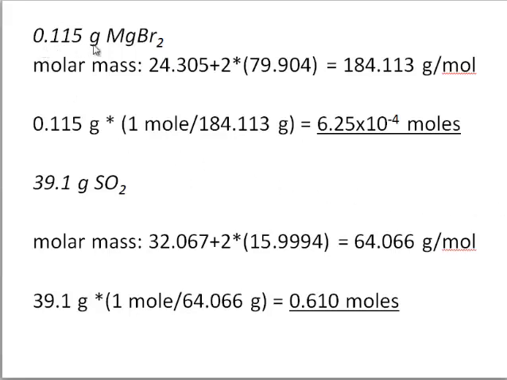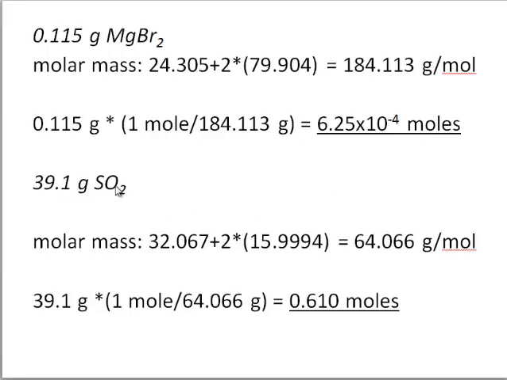Here we have solutions to the other two. The molar mass of magnesium bromide is a magnesium mass and 2 bromine masses. Record that to the thousandth place, as all these numbers are precise to the thousandth place. Then the mass is multiplied by the unit conversion factor, 1 mole over 184.113 grams, to give 6.25 times 10 to the negative 4 moles.